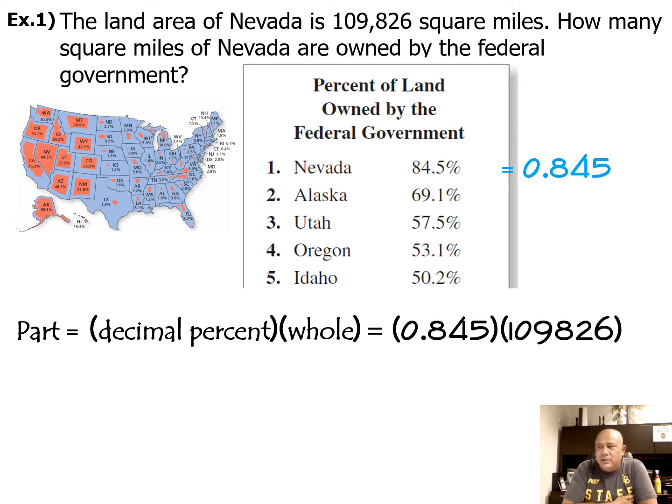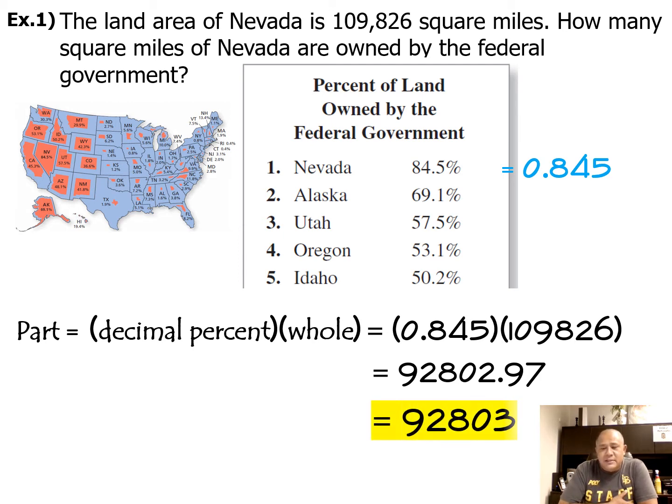Now in your calculator, go ahead and multiply that. What do you get? As you see, you get 92,802.97. Now, we just want it rounded off, so let's go ahead and round that off. That's 92,803, and there you go. This is how you do example 1. Okay.